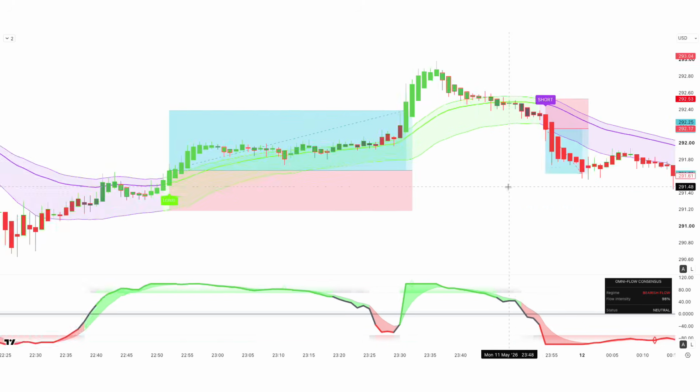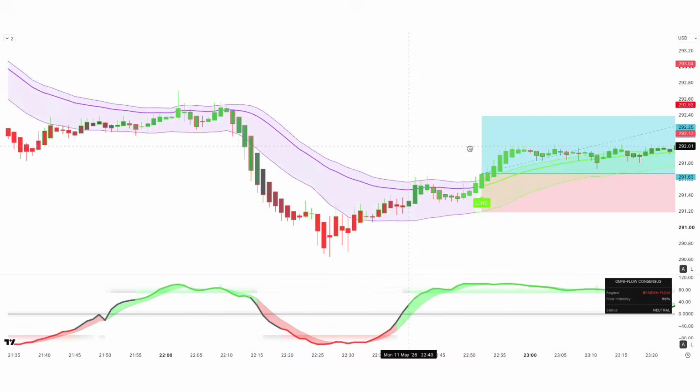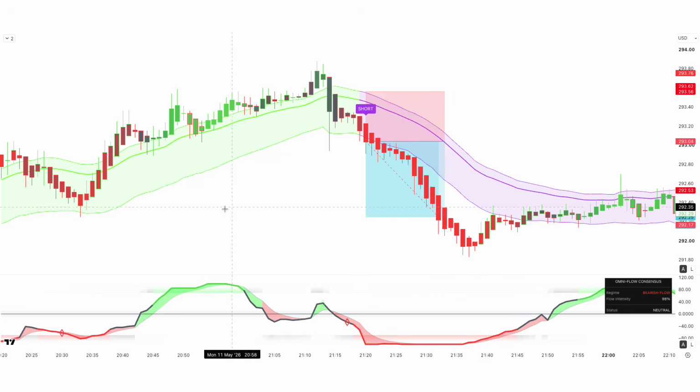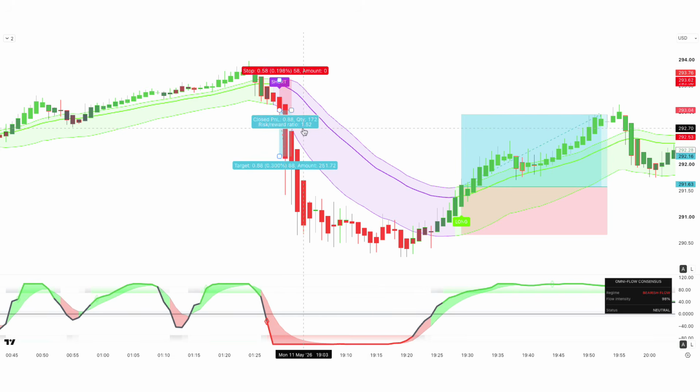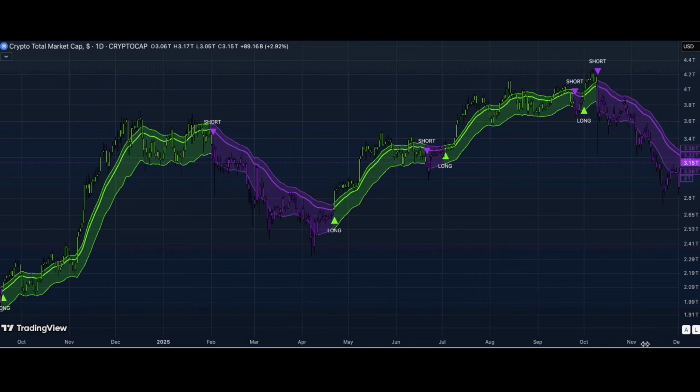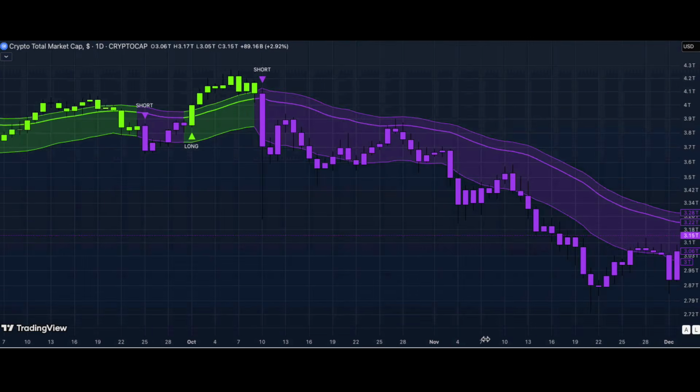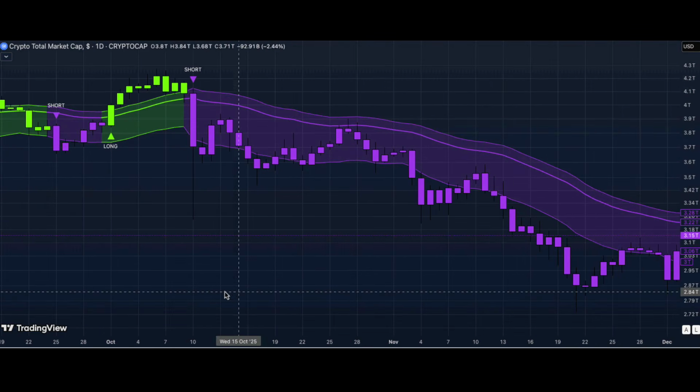Before using any strategy in a live market, spend time testing it on different charts and market conditions. Build confidence through practice instead of relying on emotions or assumptions. Consistency comes from following a clear process, not from searching for shortcuts.